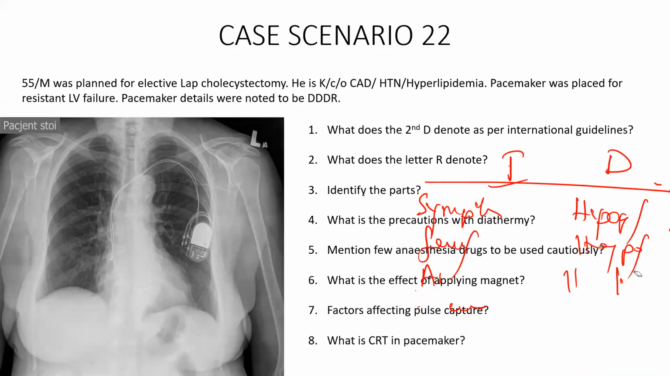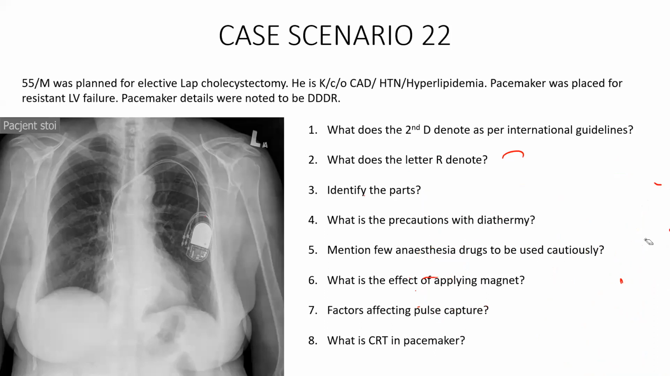What is the CRT symbol used in pacemaker? It is called cardiac resynchronization therapy. So what is cardiac resynchronization therapy? It is used in a patient who has a severe LV dysfunction, where the patient's ejection fraction is less than 35%, like a patient with dilated cardiomyopathy or post myocardial infarction.